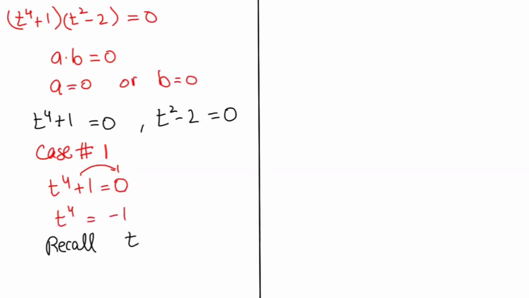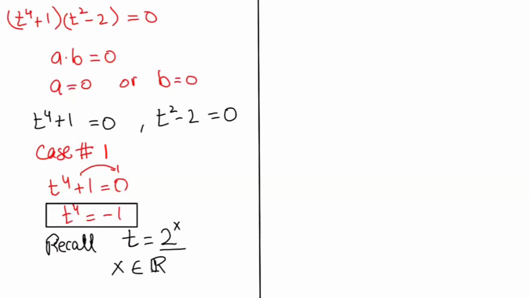Here I'm going to recall that t is equal to 2 to the power of x, where x belongs to the real numbers. So 2 to the power of x is always positive. Therefore, t should also be positive. Therefore, t to the power of 4 equal to negative 1 can be rejected.